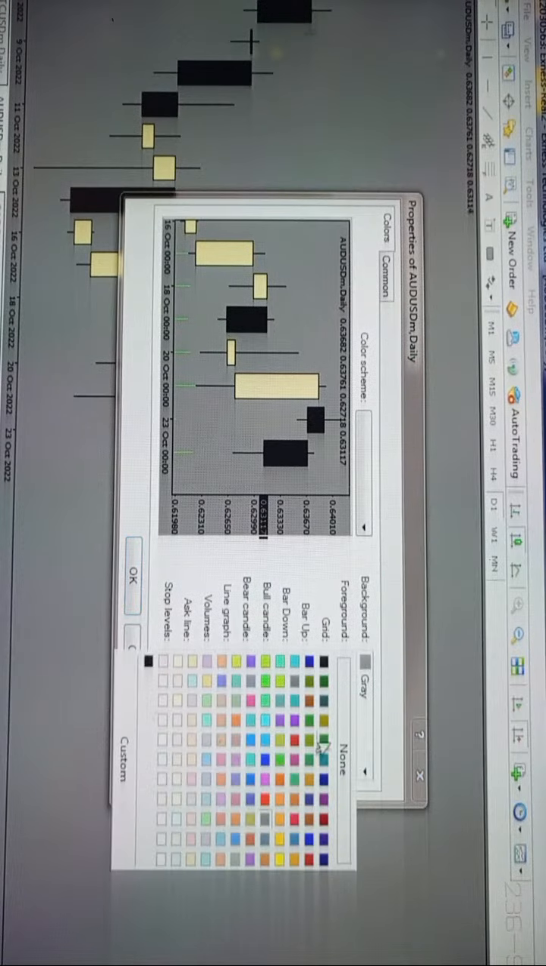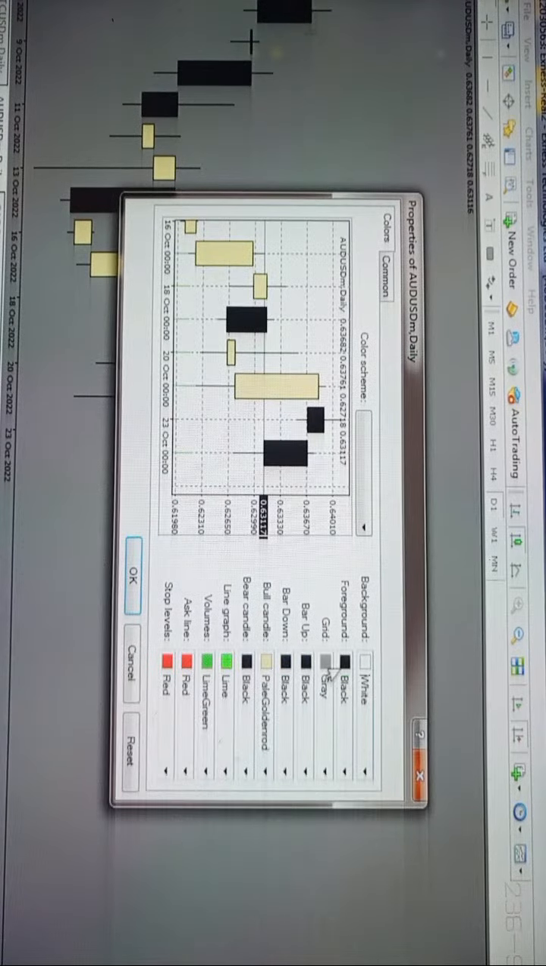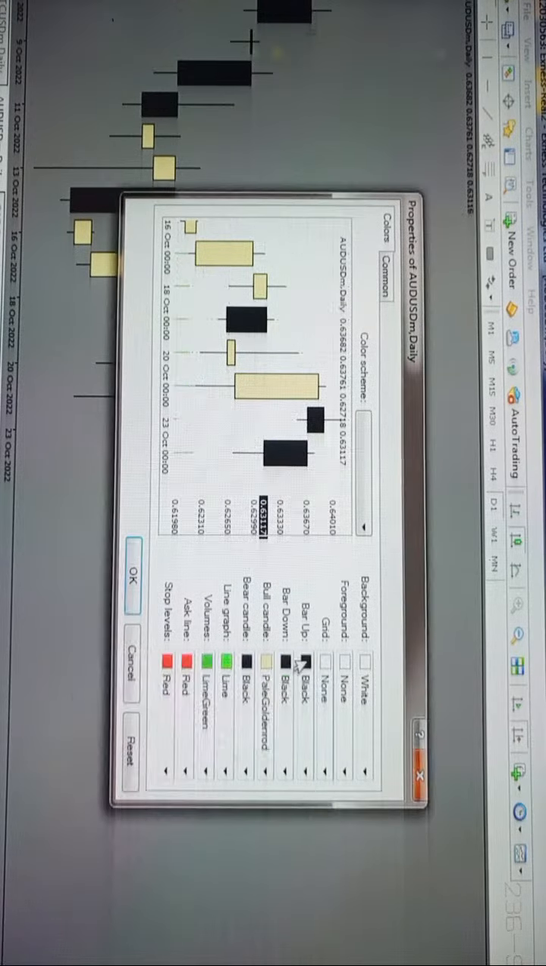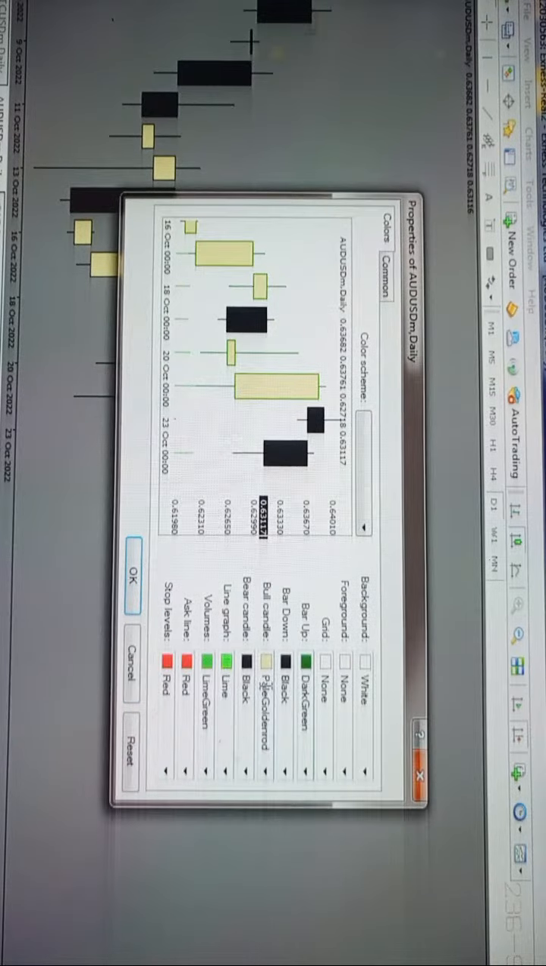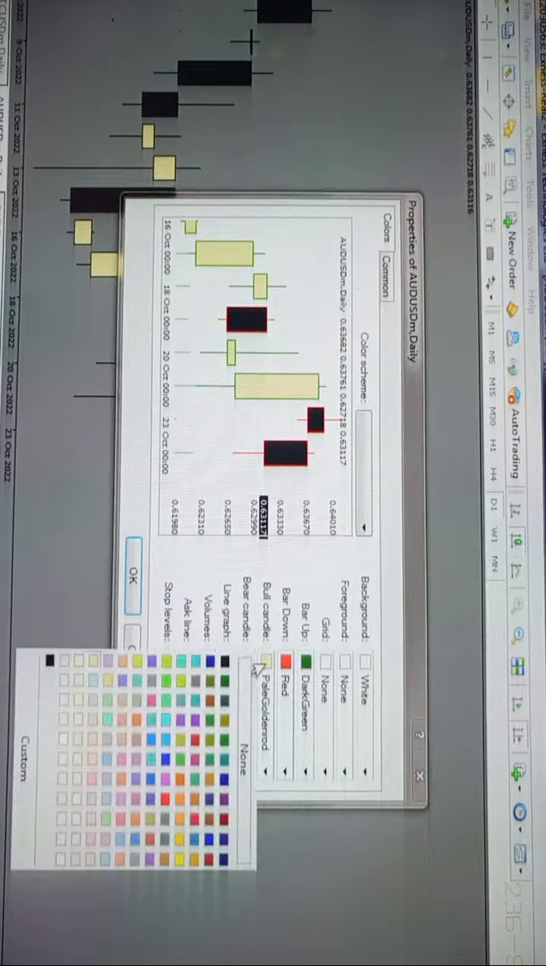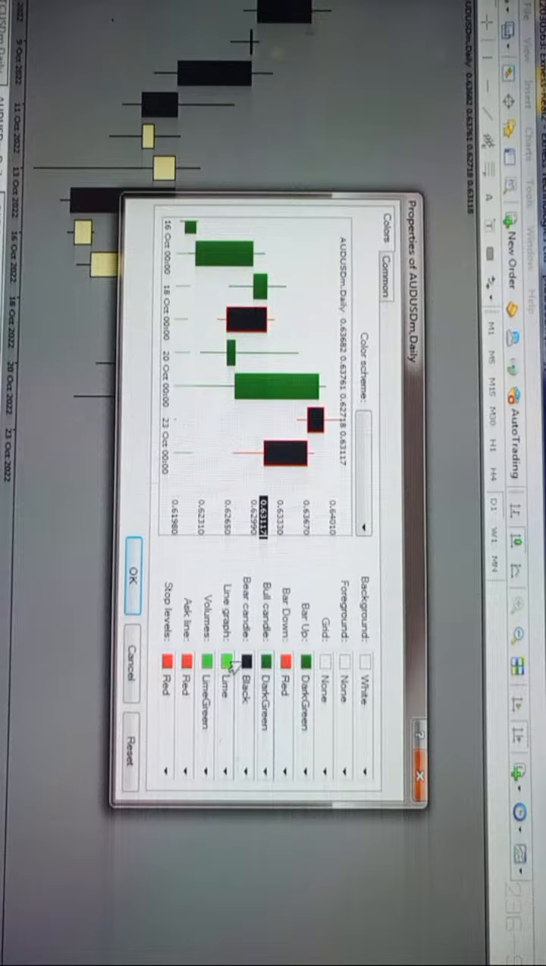The first thing that I have to do is let me first change my settings. Just a moment. I always use different colors, guys. I always use white. Background I always use none. Grid none. Bull up I always use green, and bull down I always use red. Okay, I'm done.